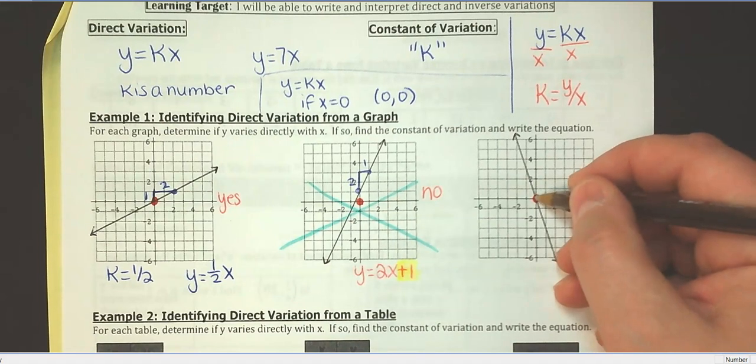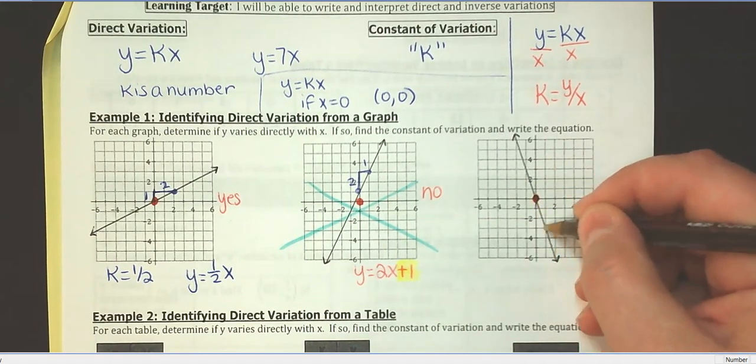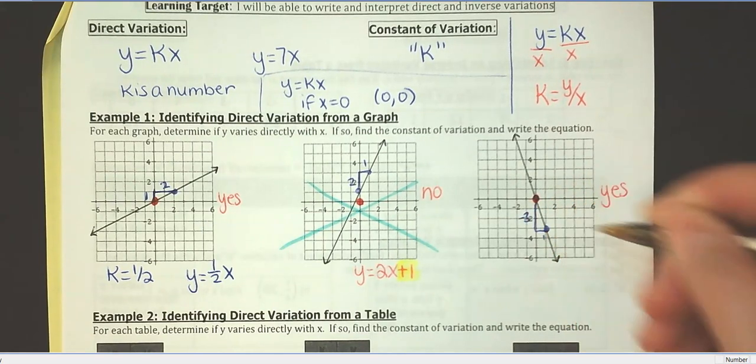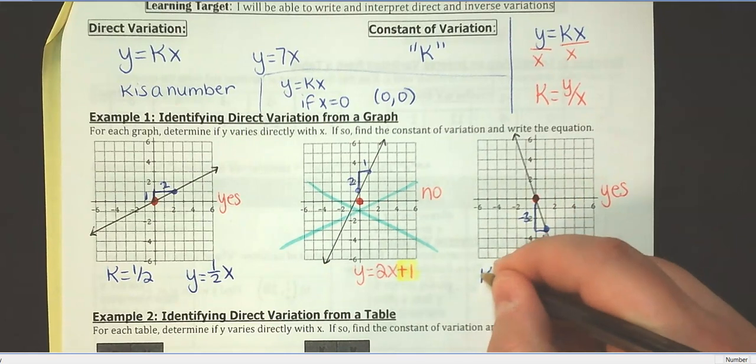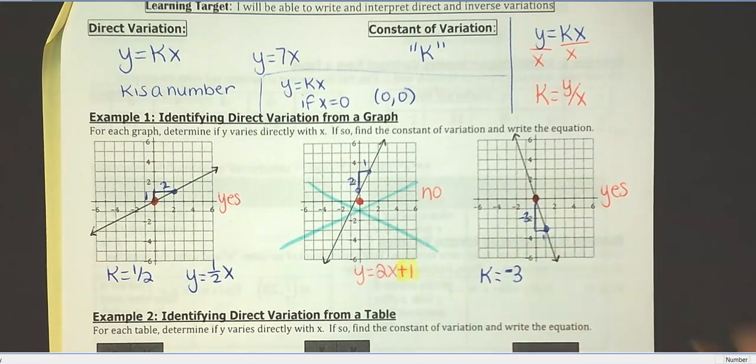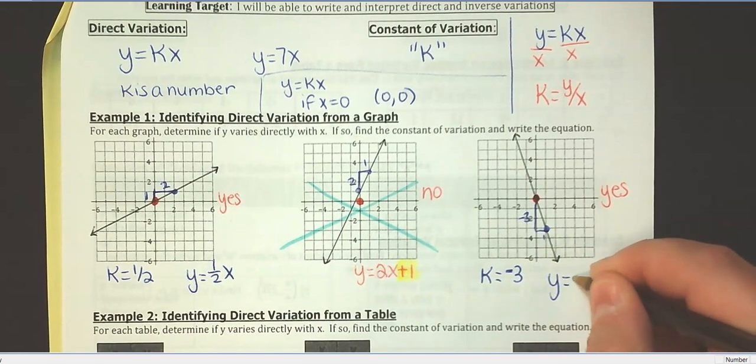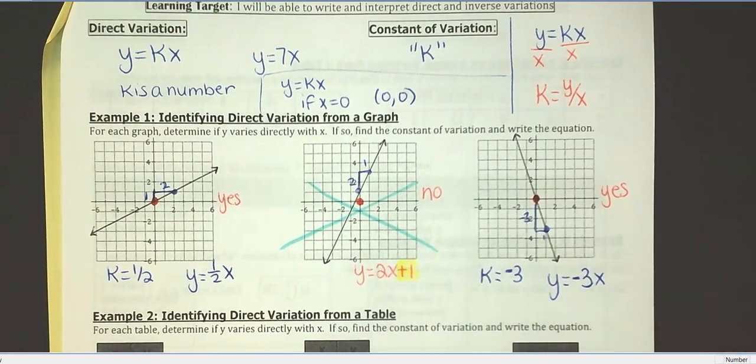This does go -3. If you just grab 2 points, I'm just going to start at the origin. You're going down 3 over 1. So the slope there is actually just the k value. -3 over 1, or I would just put -3. The actual equation of the line then would be y equals -3x. And it's in that format where it's just y equals some number times x, so it's a direct relationship.